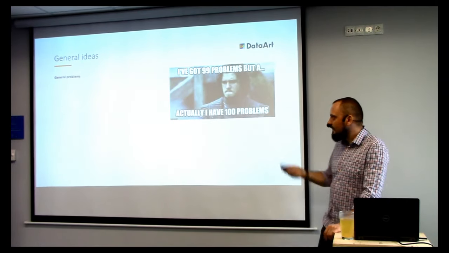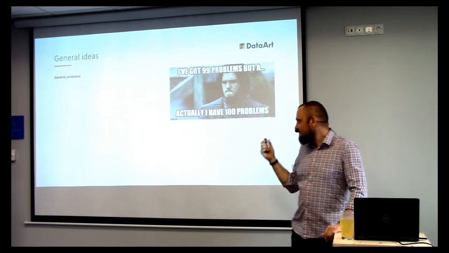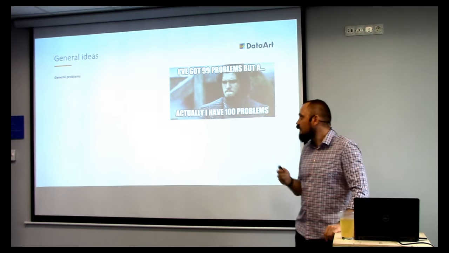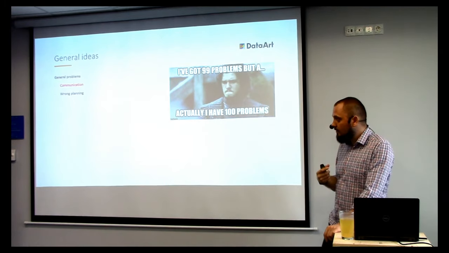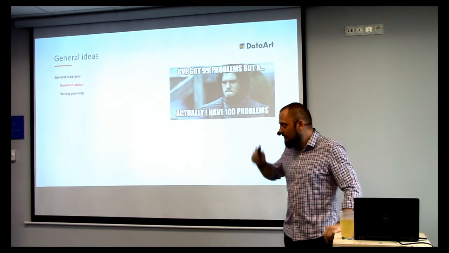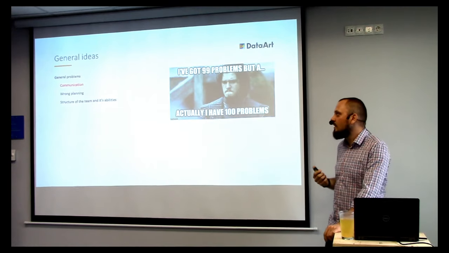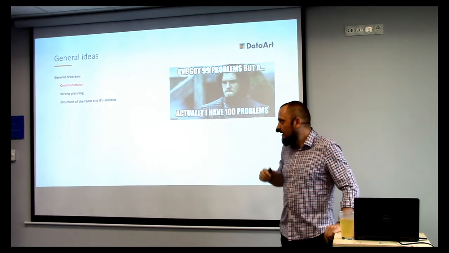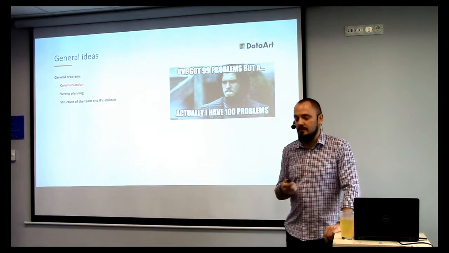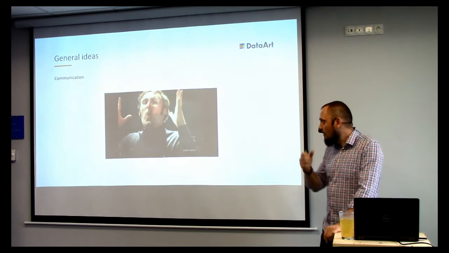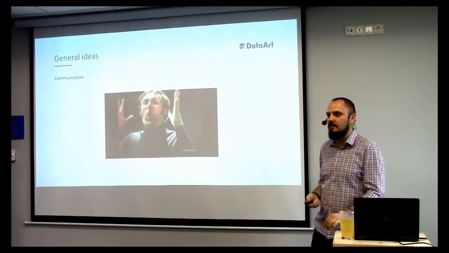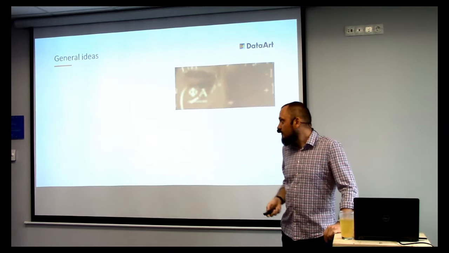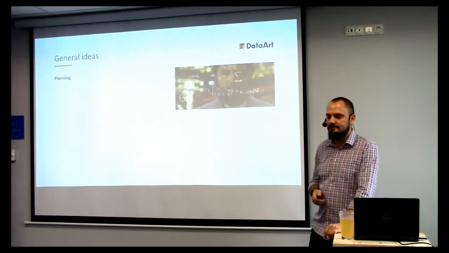Okay, we've got 99 problems. After a moment we have another one. Once again, communication. The second, which is really bad for me, is wrong planning, which also comes, in my opinion, from communication. The third one, which is coming from wrong planning, is the structure of the team and its abilities. Communication, I already told so much about that, so nothing fancy. Let's go to another one, planning.